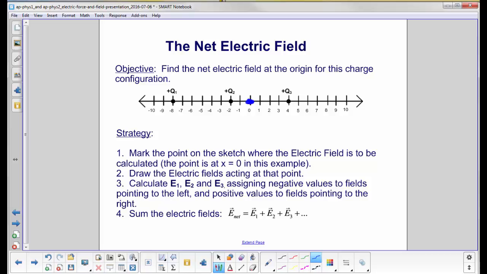You then draw the electric fields acting at this point due to each charge separately. You then calculate each value of E1, E2, and E3, and if the field is pointing to the left, you give it a negative value, and if it's to the right, you give it a positive value. Then you sum them up with the pluses and minuses to find the total electric field at this point right here.